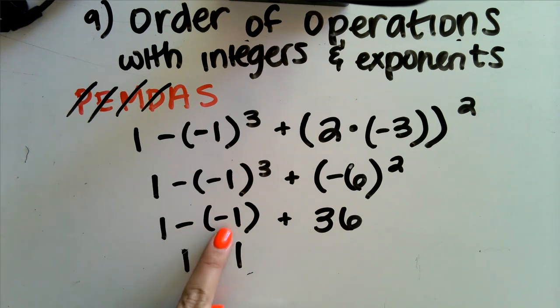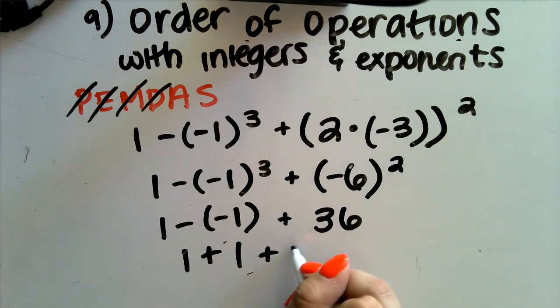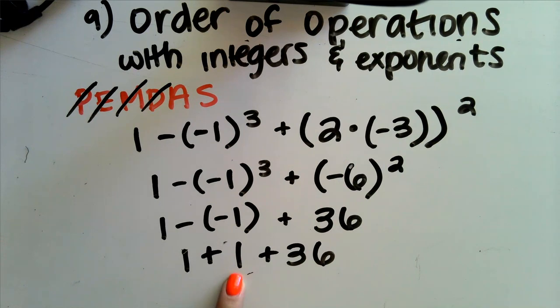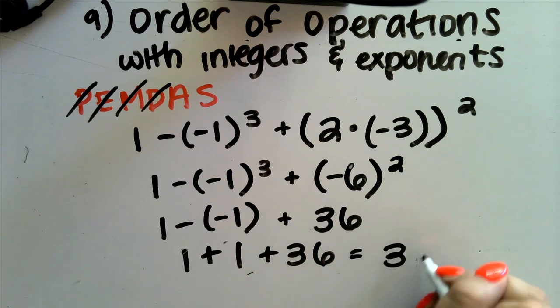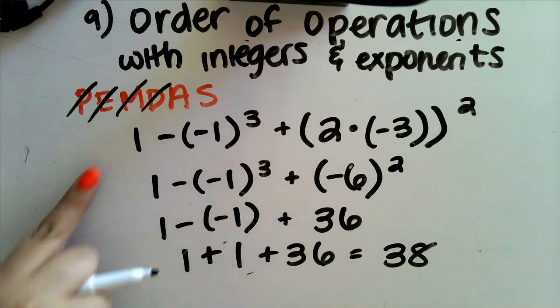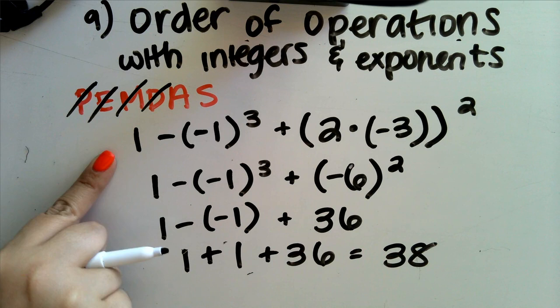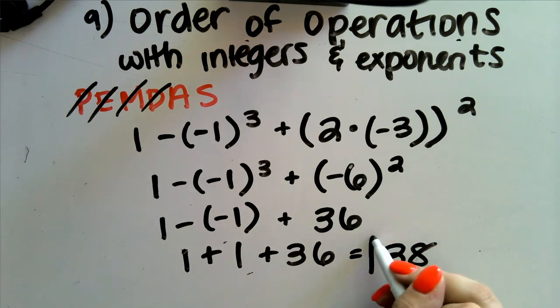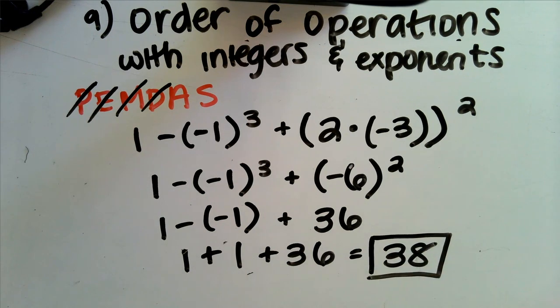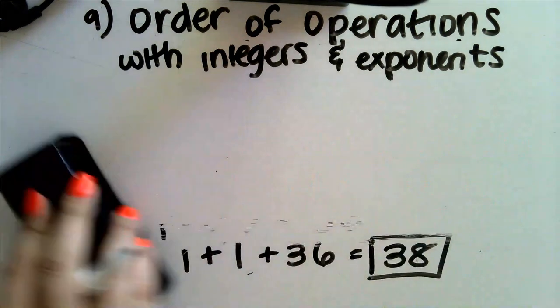So 1 minus negative 1 is just 1 plus 1 plus a 36. Now I know that 1 plus 1 is 2. 2 plus 36 is equal to 38. So this whole equation up here ends up resulting in just 38. Okay, let's go ahead and do one more.